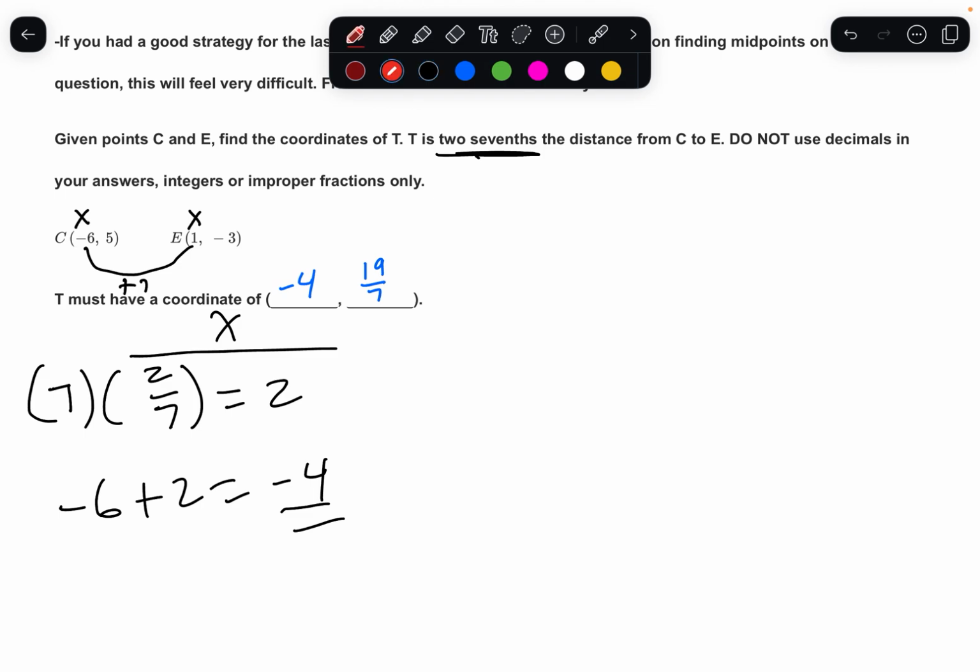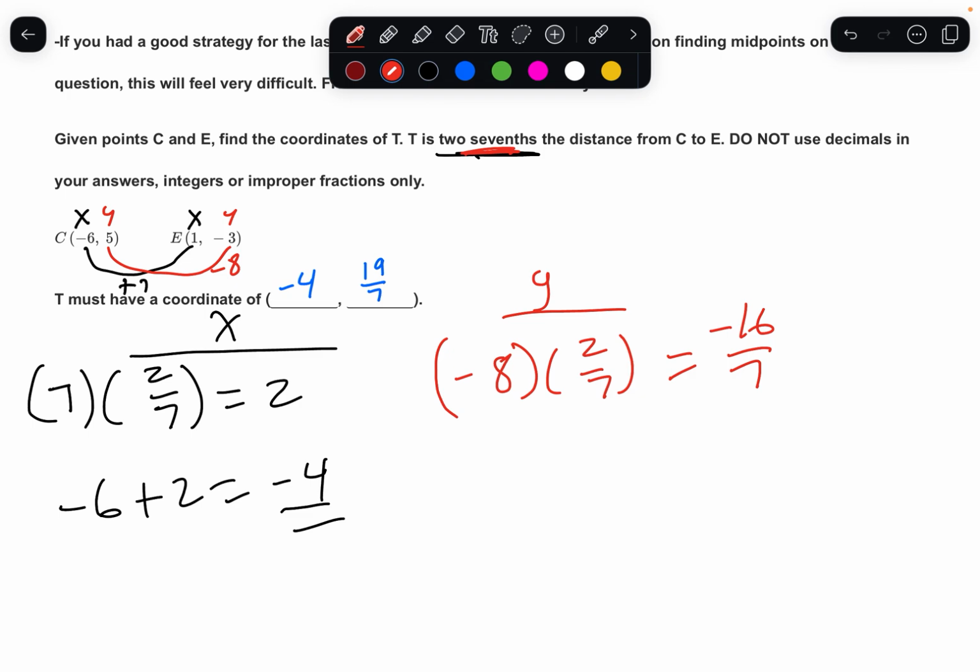And then for my y-coordinate, it's going to be a lot harder. This is a fraction. How do I go from 5 to -3? That is -8. -8 is 100% of the distance. I don't want to go 100%. I want to go 2/7. So that is -16/7, right? That's like -8/1. We multiply the tops, we multiply the bottoms. So that's how far we're going. But where are we starting? We're starting at 5, and we add -16/7, or 5 minus 16/7.